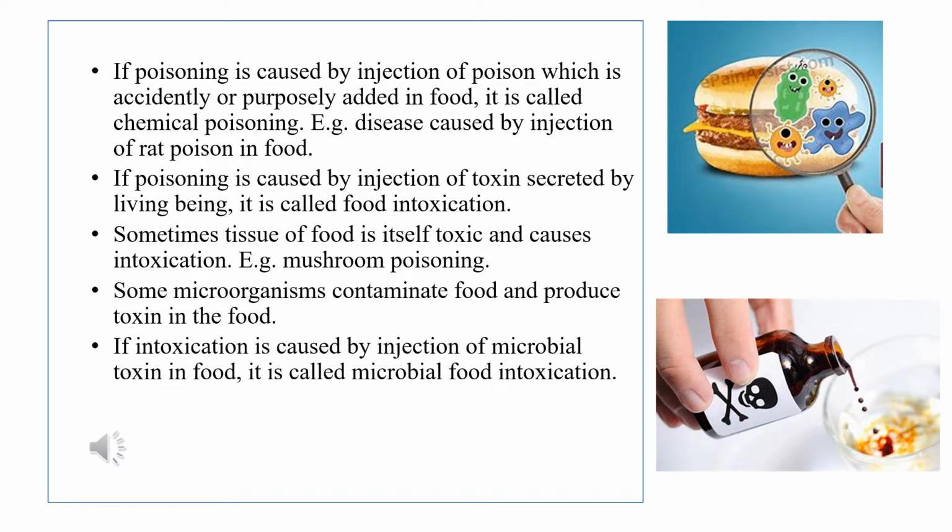So there are a total of two types of food poisoning: chemical poisoning and intoxication. Chemical poisoning means any kind of poison is added to the food sample either indirectly or directly, and food intoxication means any kind of toxic chemicals secreted by living beings is added into the food, and as a result that food will cause poisoning.